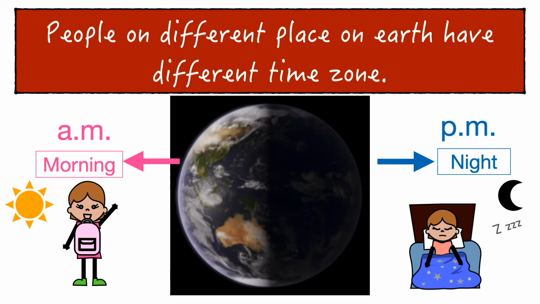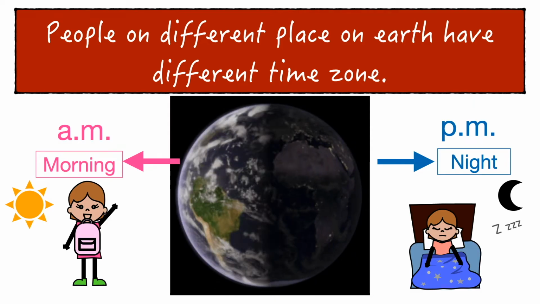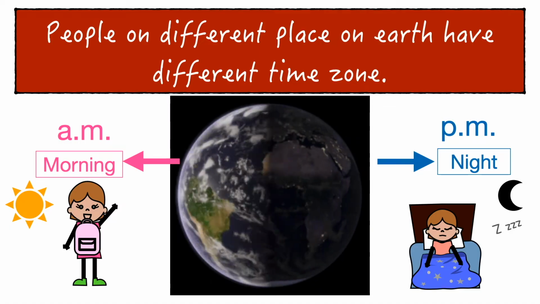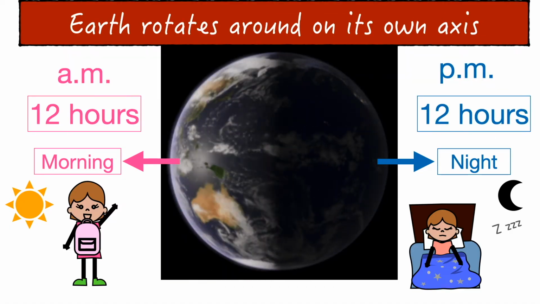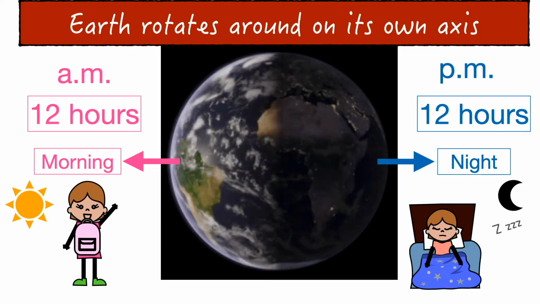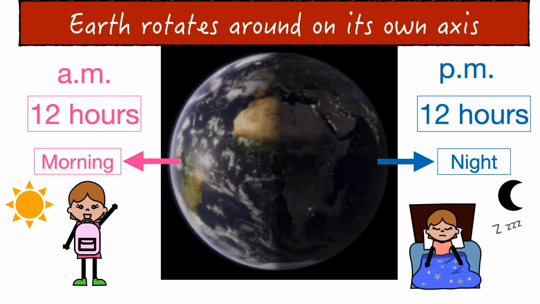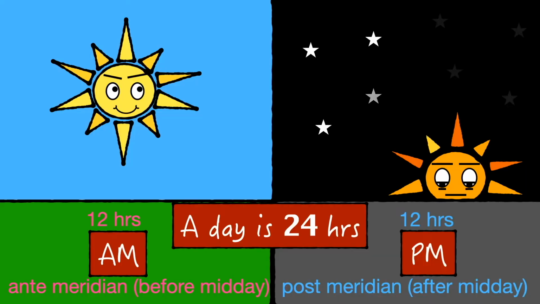If you travel to another place, you would experience a time change. A morning on one side of the Earth would be the evening on the other side of Earth. The Earth rotates around on its own axis, with respect to the Sun. When the Earth rotates one time, it is one single day, that is 24 hours.